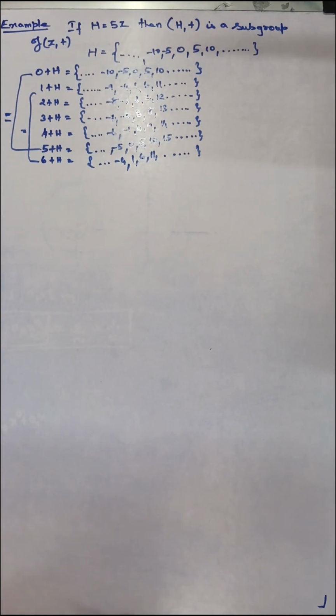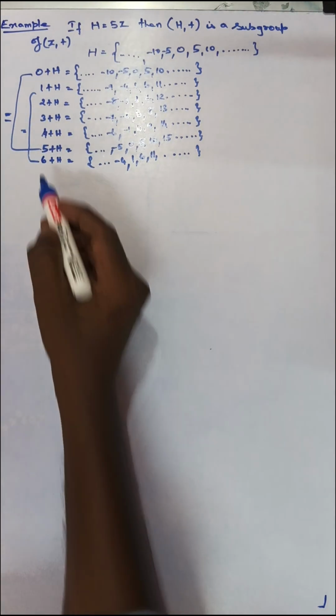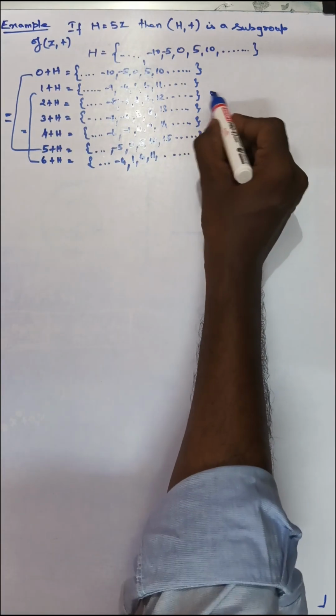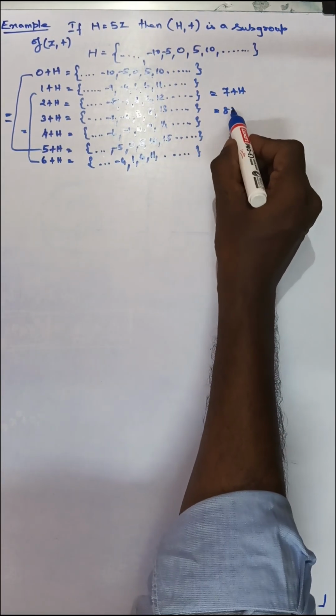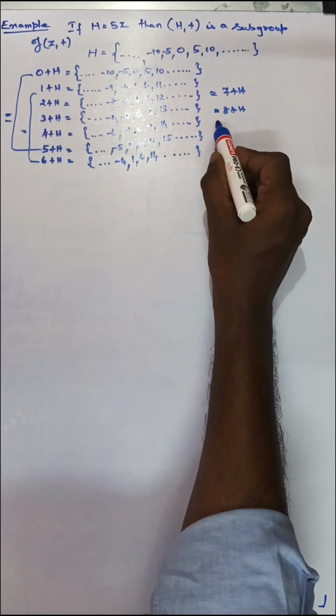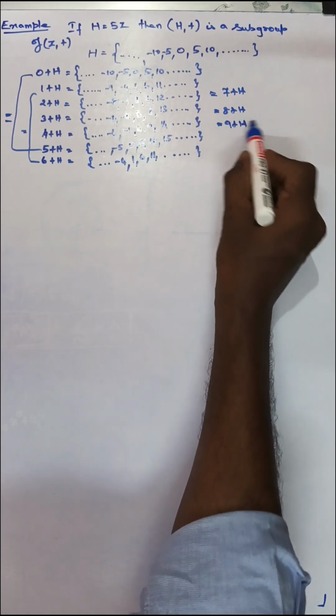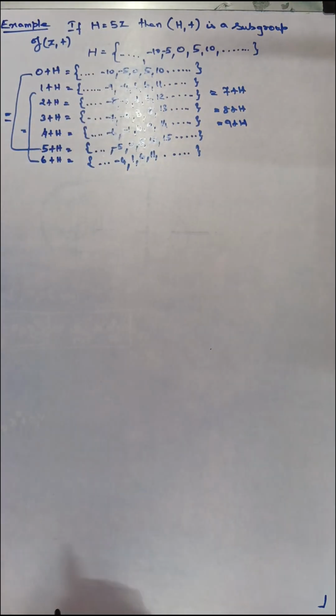So if you keep on tracking this, 7 plus H is equivalent to 2 plus H, 8 plus H is equivalent to 3 plus H, and 9 plus H is equivalent to 4 plus H. Once again 10 plus H is equivalent to 0 plus H. This is what you're going to have.